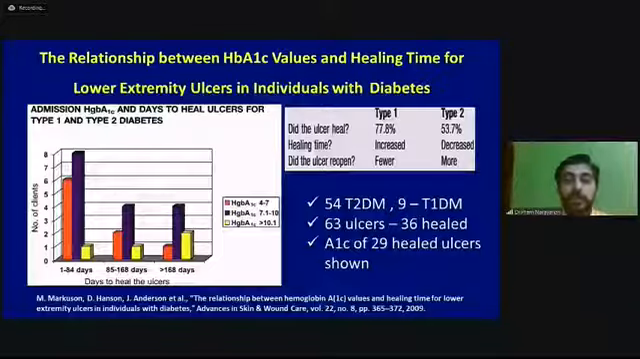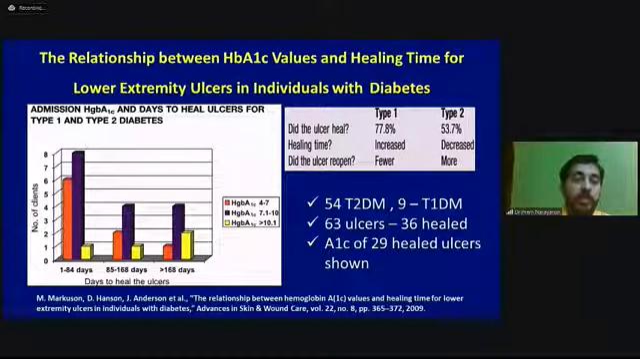Then the relationship between A1C value and healing time for lower extremity ulcers in individuals with diabetes. This was published in 2009, a paper with 63 patients with 63 ulcers. You can see here only 36 healed. The red one in this graph is those with A1C between 4 to 7, the violet one is those with A1C 7 to 10, and the yellow one is those with A1C more than 10.1.